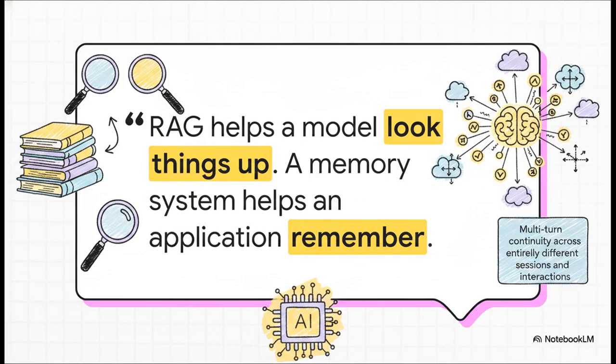I absolutely love this quote from cloud architect Jeremy Daly because it perfectly captures the paradigm shift we need to make here. RAG helps a model look things up. A memory system helps an application remember. It's a huge distinction. Retrieval just finds static information from the past. True memory systems, on the other hand, provide multi-turn continuity across entirely different sessions and interactions.